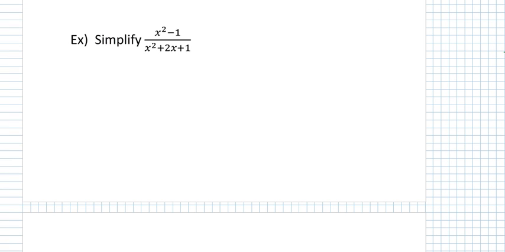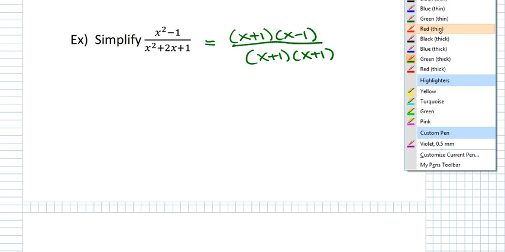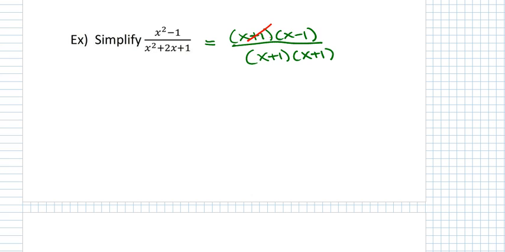To simplify, here's an example. So first, remember, you want to factor the top. So go ahead and factor the top. And if you said x plus 1 and x minus 1, you're correct. And if you factor the bottom, the factors of 1 that add to 2 are 1 and 1. So notice they share x plus 1, so you cross that out. So your final answer is x minus 1 over x plus 1.